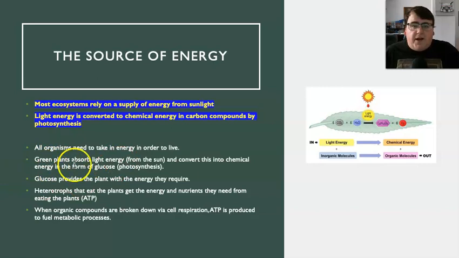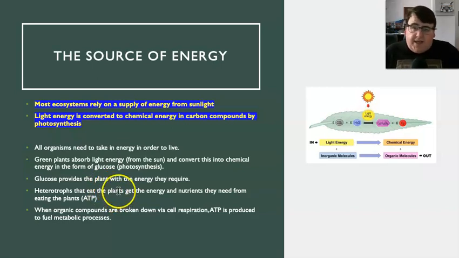Green plants will absorb that light energy from the sun, and they'll convert that into chemical energy in the form of glucose through a process we know as photosynthesis, which you can see in this diagram. As you can see, we have light energy and inorganic molecules coming in. In this case, we have carbon dioxide and water, and in the presence of that light, we are making chemical energy, which is stored inside our glucose molecules, and we're also releasing some oxygen. Glucose is important because it can provide plants with the energy they require. When we break it down, we can create ATP.